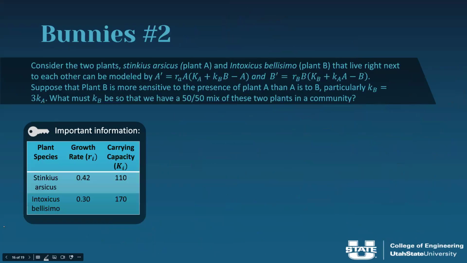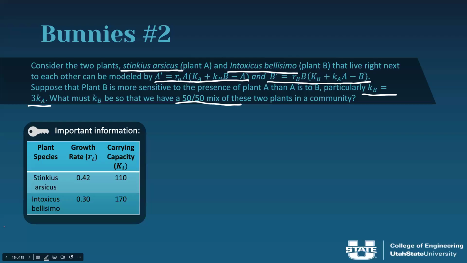All right. Now we'll do the second problem for bunnies as well. Consider two plants, Stinkius arsicus, plant A, and Intoxicus bellissimo, plant B, that live right next to each other and are modeled by these equations. Suppose that plant B is more sensitive to the presence of plant A than A is to B, so that kappa B equals 3 kappa A. What must kappa B be so that we can have a 50-50 mix? So what does it mean if we have a 50-50 mix of the two species?